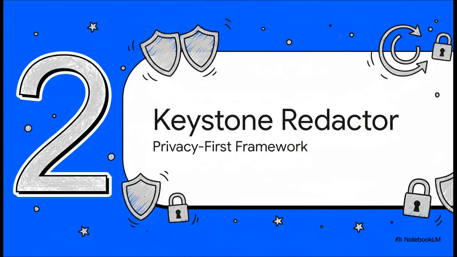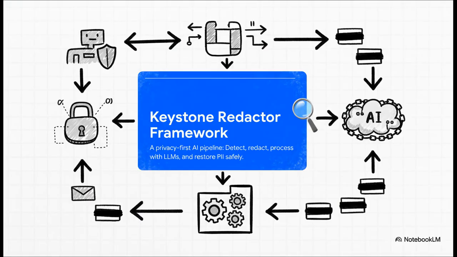Well, this is where Keystone Redactor comes in. It's this fascinating, open-source framework that's designed to solve this exact problem. And it does it with a really clever, security-first mindset. It's called the Keystone Redactor framework. And honestly, the best way to think about it is like an automated security guard for your data. It creates this pipeline that finds the sensitive info, hides it, lets the AI work its magic, and then puts it all back together, all while keeping your original data completely private from any third party.